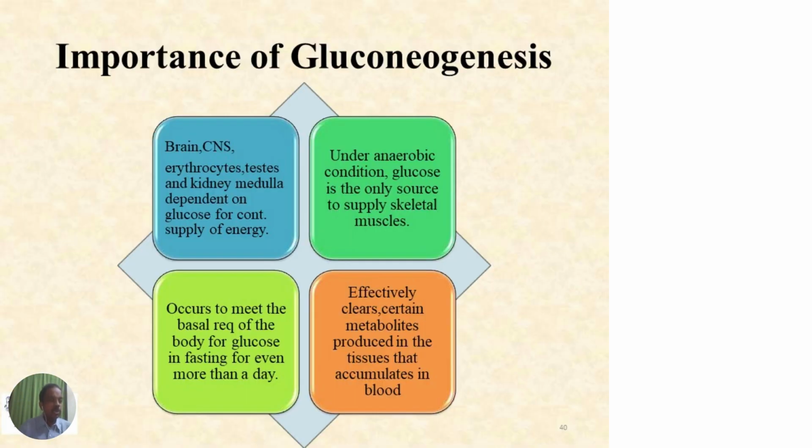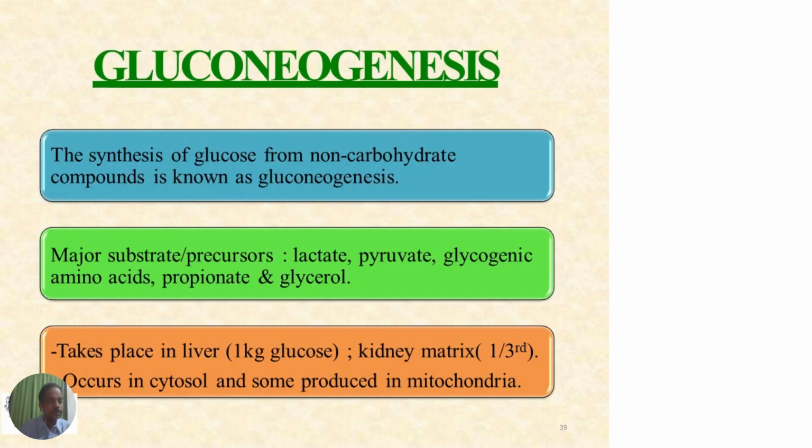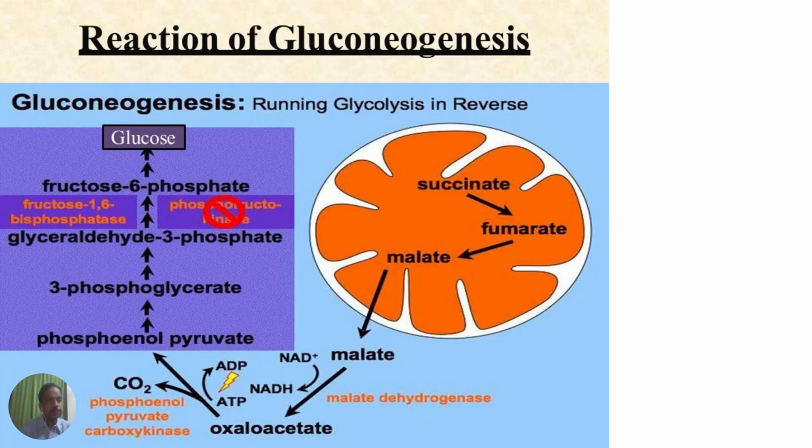The next one is the importance of gluconeogenesis. The term is gluconeogenesis. Therefore, synthesis of glucose from non-carbohydrates is called gluconeogenesis. The major substrates are lactate, pyruvate, glucogenic amino acids, propionate, etc., as precursors for gluconeogenesis. So it is a complete reversal of the glycolysis cycle. Complete reversal.